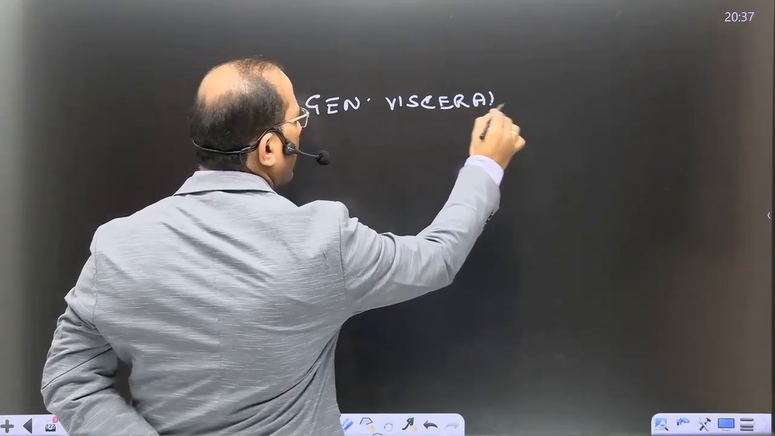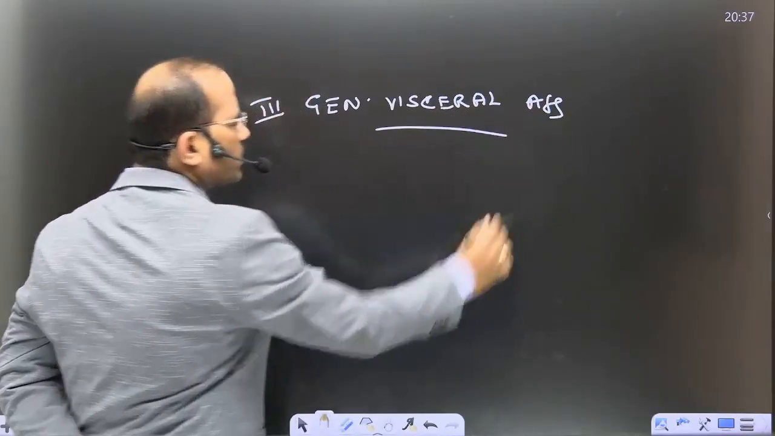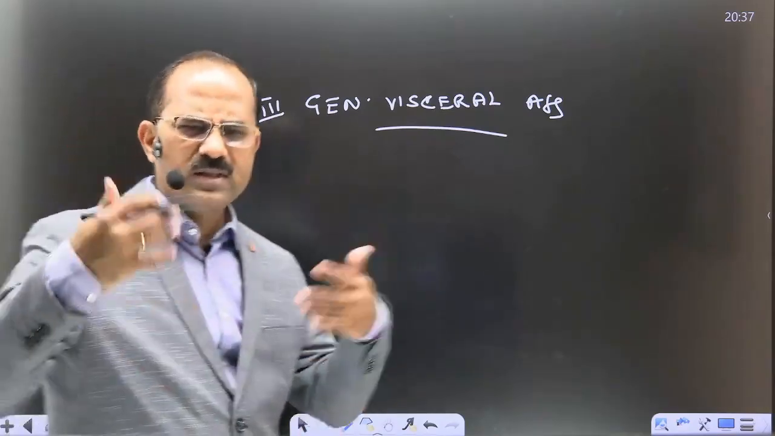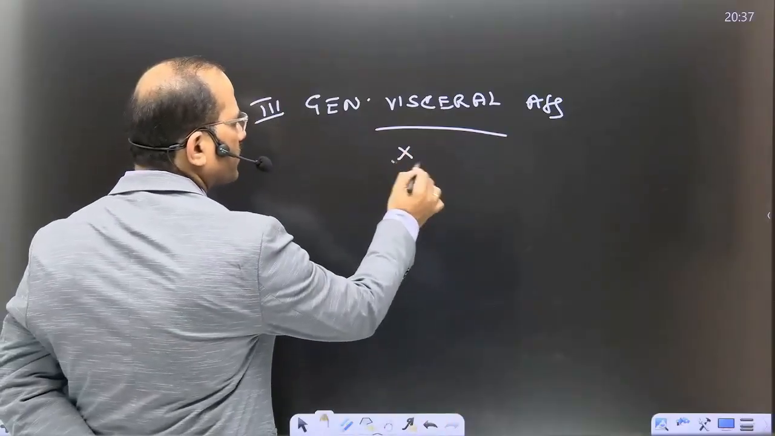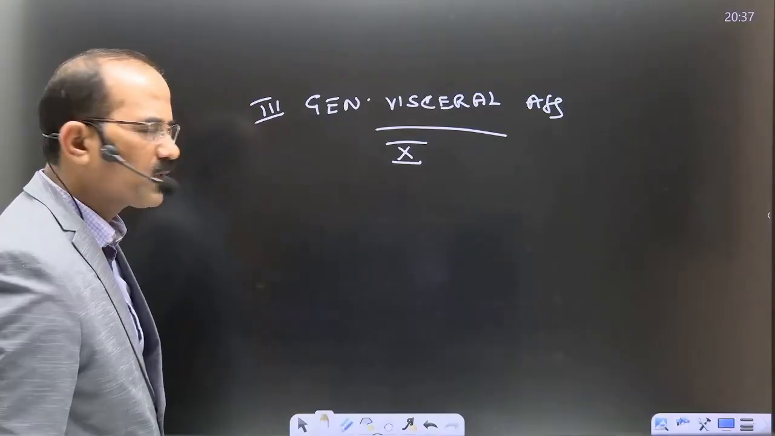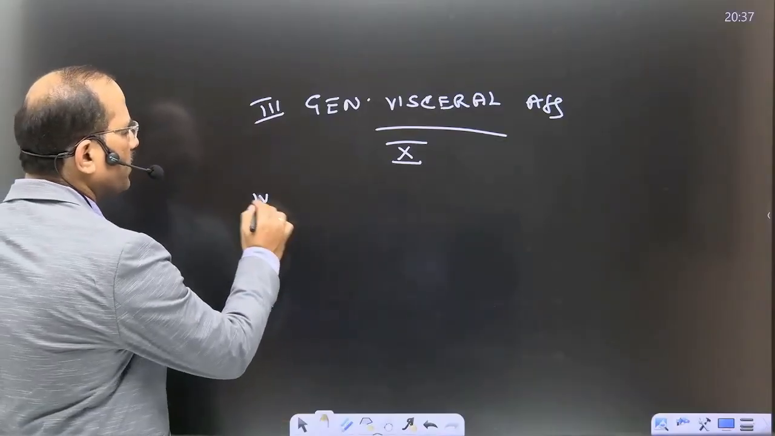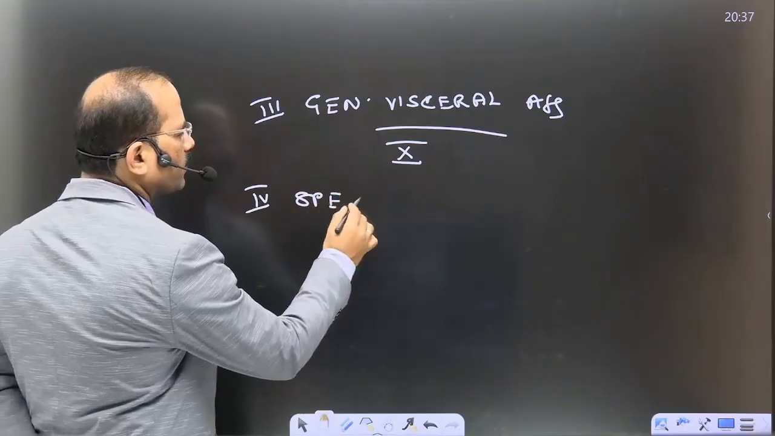General visceral afferent. Now general sensations from the viscera. Which nerve is going to carry this? The vagus. The vagus is going to carry this. And coming to the fourth one, special visceral afferent.